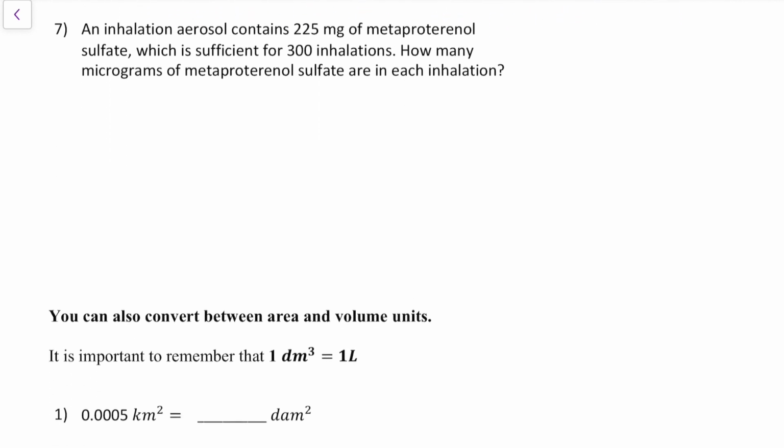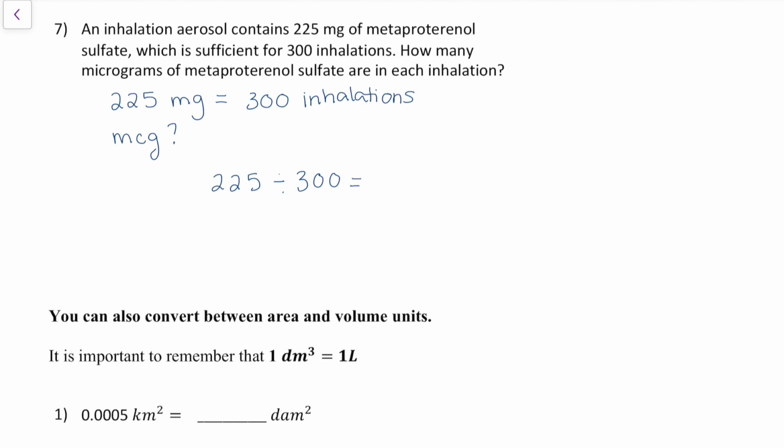An inhalation aerosol contains 225 milligrams of a medication, which is sufficient for 300 inhalations. How many micrograms are in each inhalation? So 225 milligrams equals 300 inhalations, and it wants to know how many micrograms are in each one. So let's first take our 225 and divide it by 300 to figure out how many milligrams are in each inhalation.